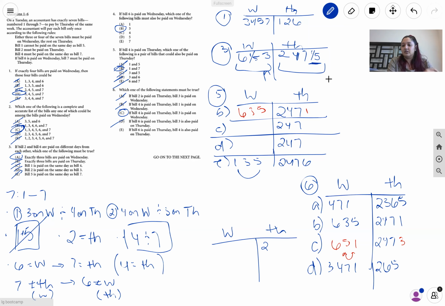Make sense? And then E says if bill 6 is paid on Thursday, bill 4 is also paid on Thursday. I'm not going to diagram that because D did the same thing. Bill 6 was paid on a Thursday and I put bill 4 on a Wednesday and it still worked. They didn't need to be in the same days. So I can cross that out too. Does that make sense to everyone? Does anyone have any questions about this game?